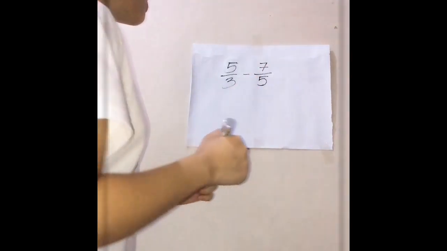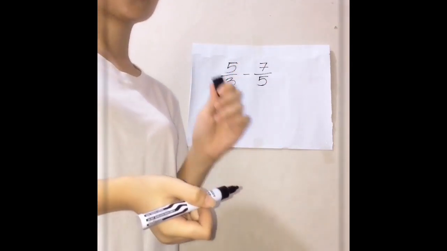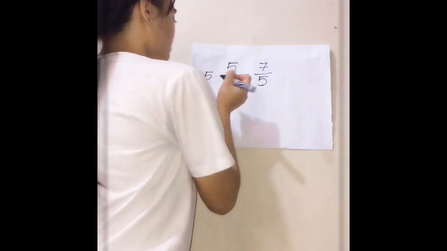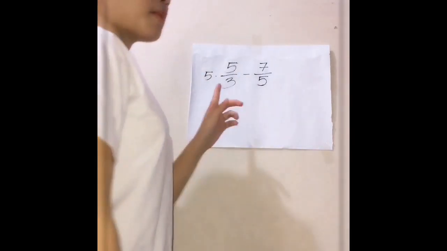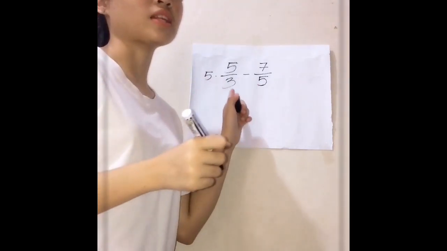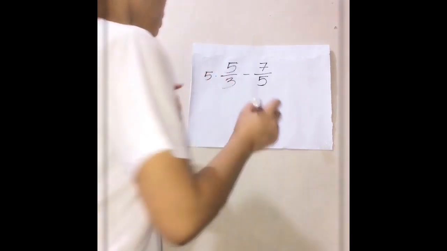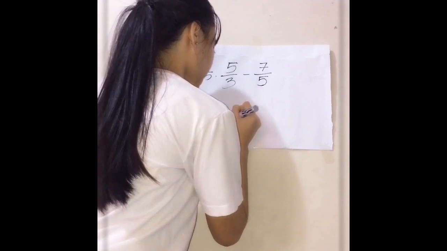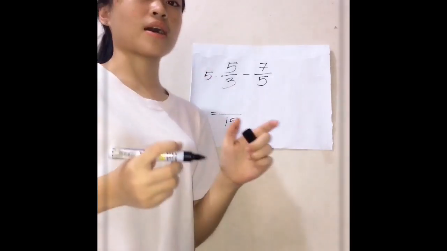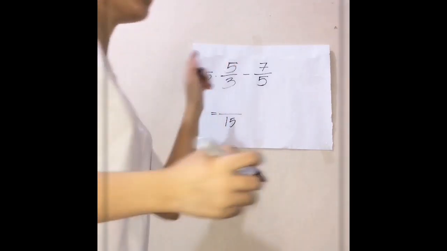Our first improper fraction is 5/3, and you can multiply by 5. So multiply the denominator by 5: 5 times 3 is equal to 15. And then also multiply the numerator by 5, which is 5 times 5 is equal to 25.